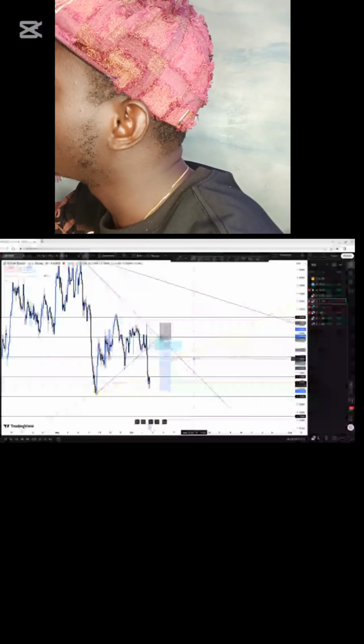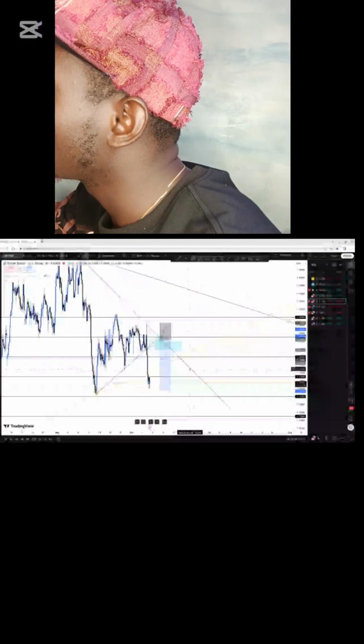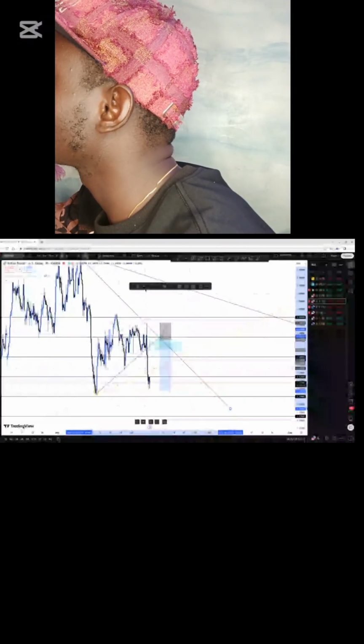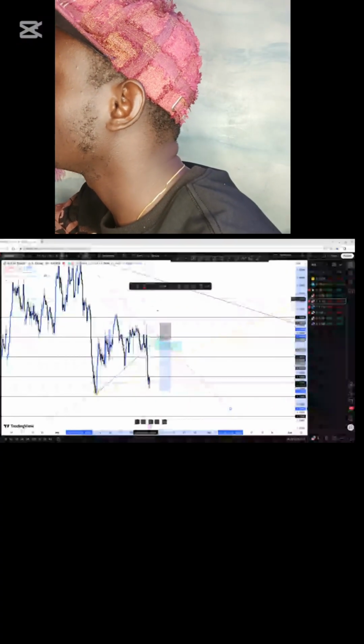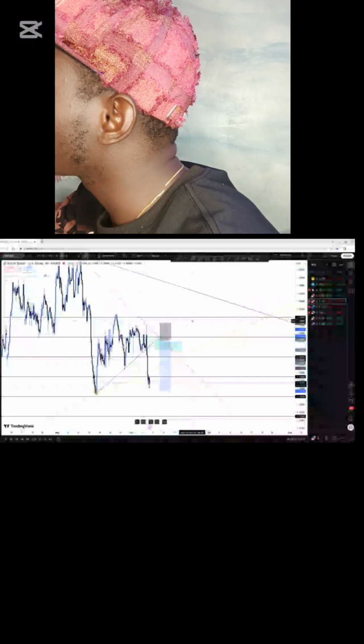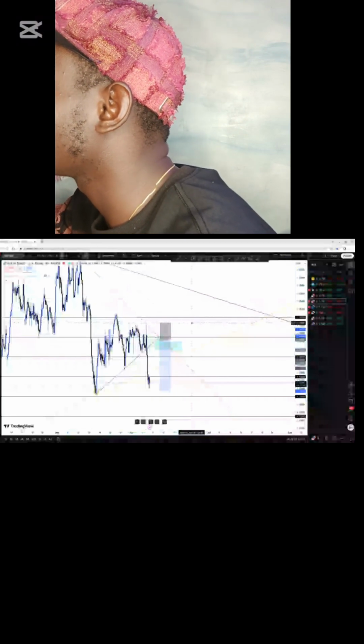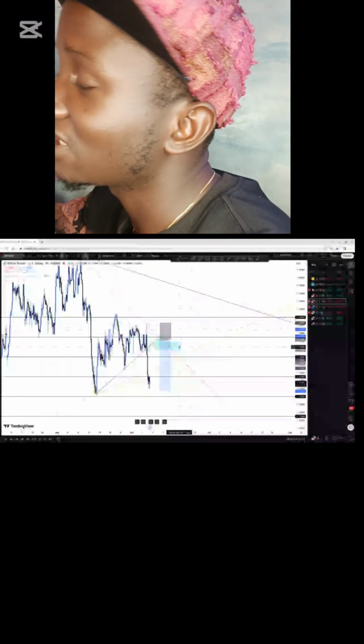What do I mean? This yellow, let me change this one to red. Let me change it to red. So when I'm mentioning color, you know what I'm talking about. We have this yellow confluence, we have this red confluence, and we also have two psychological levels at that point.